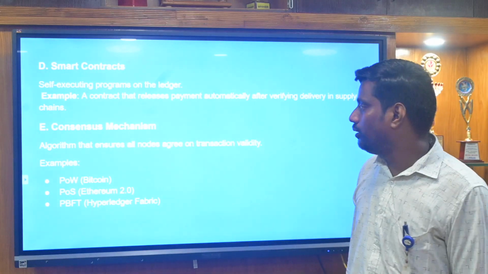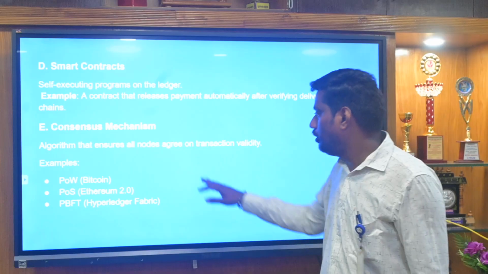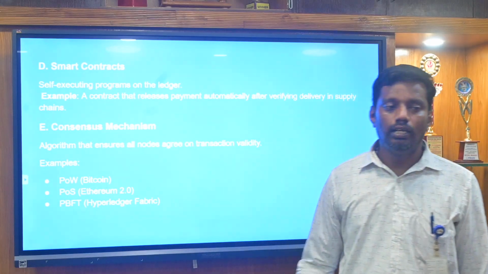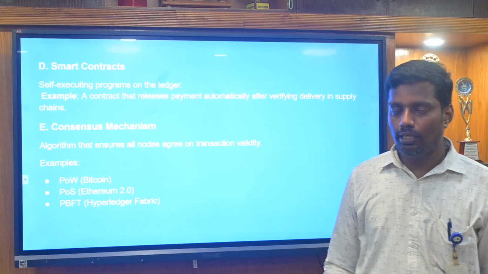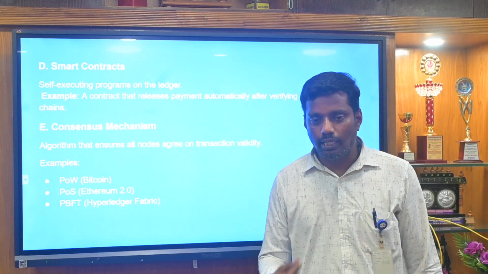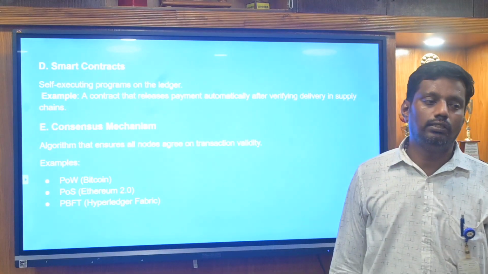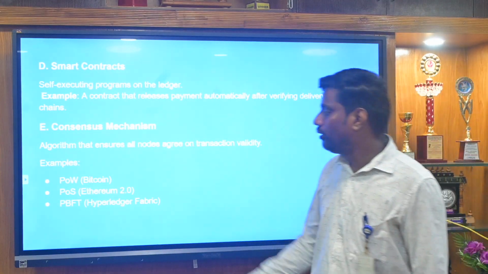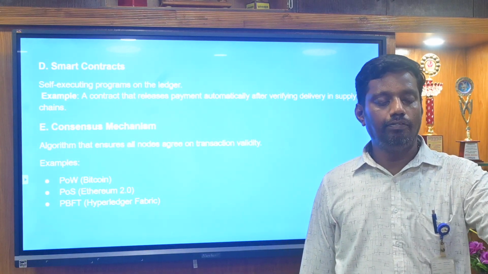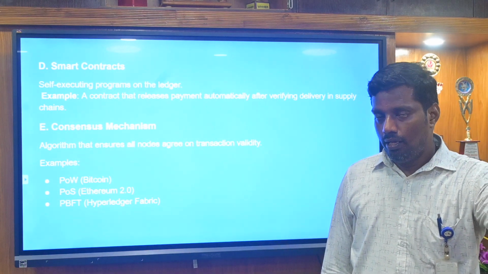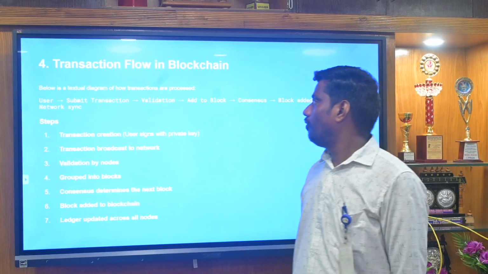The next one is the consensus mechanism. This is the algorithm that ensures all the nodes agree on the validity of transactions. Whenever any transaction takes place, the nodes agree on the transaction. That is carried out by your consensus mechanism. Examples are PoW, PoS, and PBFT, that is, Practical Byzantine Fault Tolerance mechanisms.